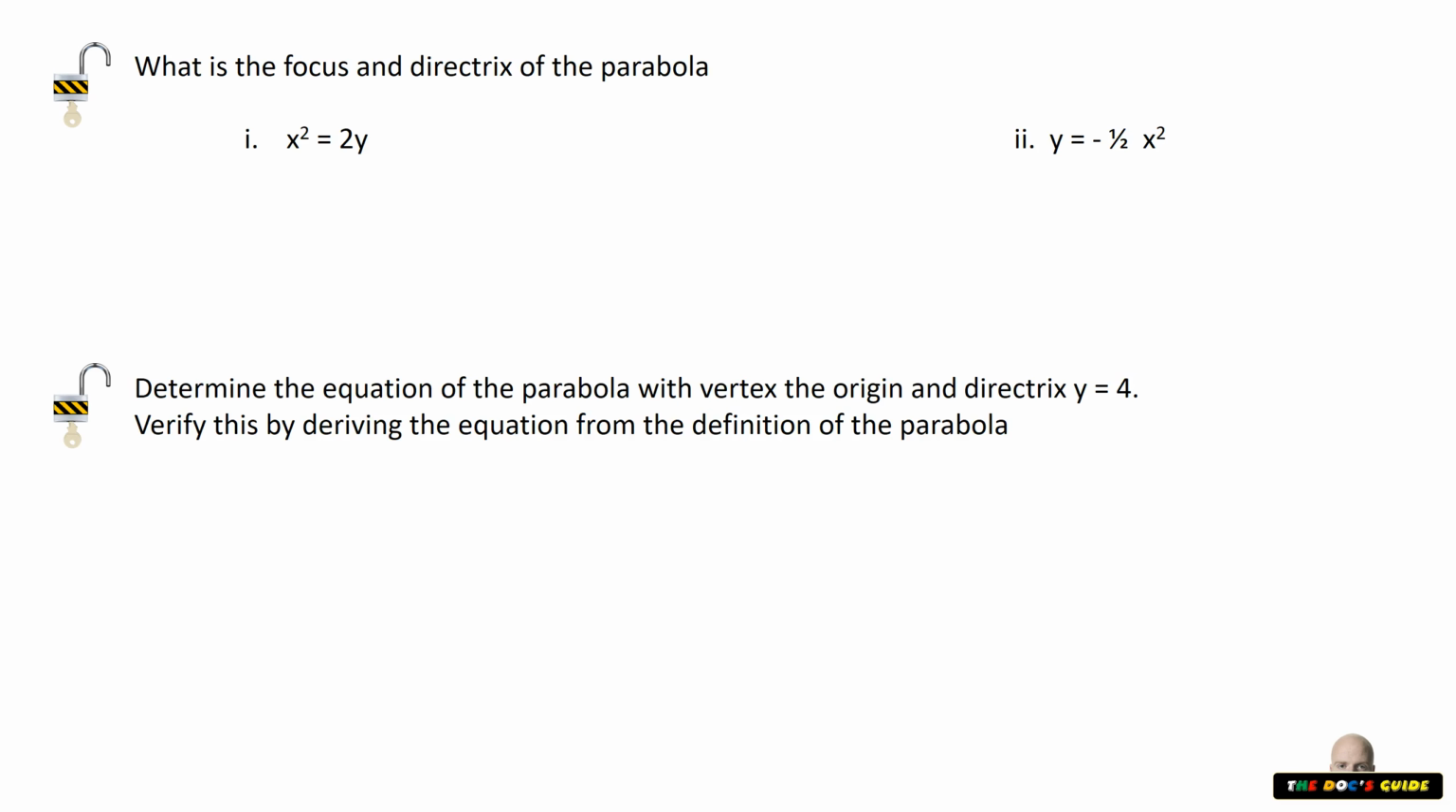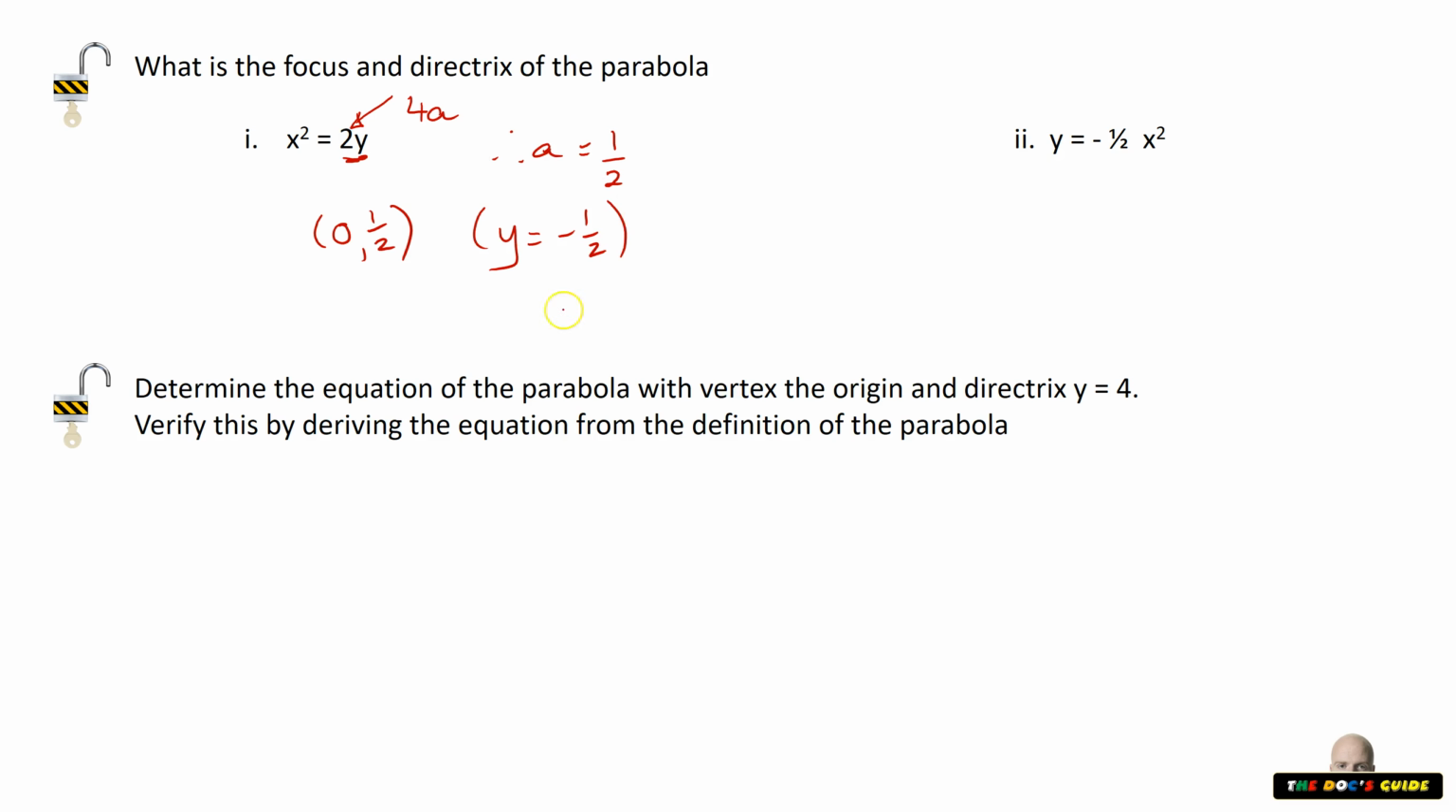So, other questions. This one here: what's the focus and directrix of the parabola? Well, we can see, I hope now, that this is a parabola which is concave up. Its vertex is at the origin because of the format that it has. That means that 4a is equal to 2. Therefore, a is equal to 2 over 4, or a half. So the focus is going to be at (0, a), so (0, a half), and the directrix will be on the other side of the vertex at y equals minus a half.